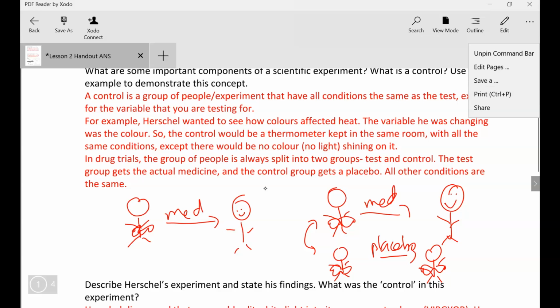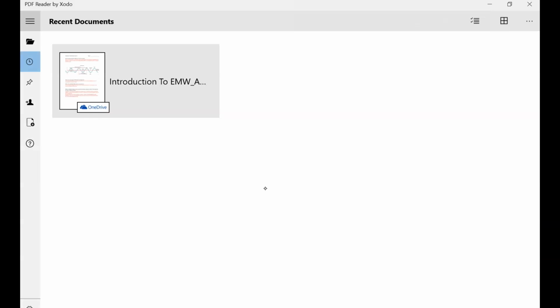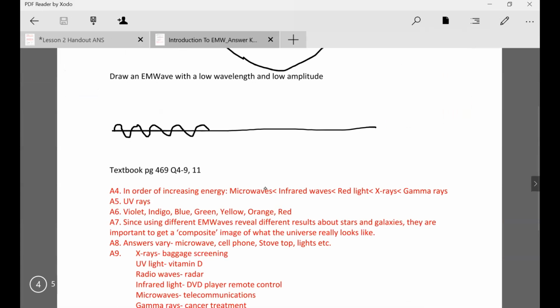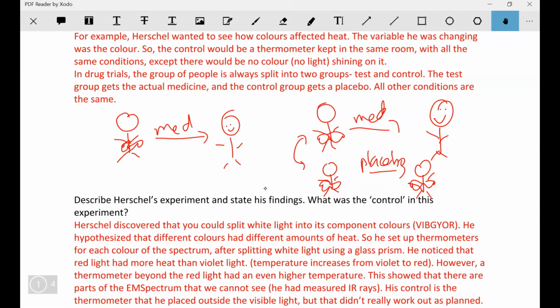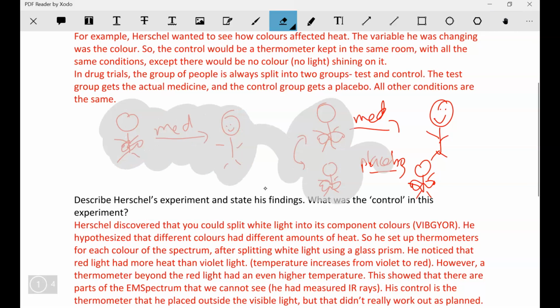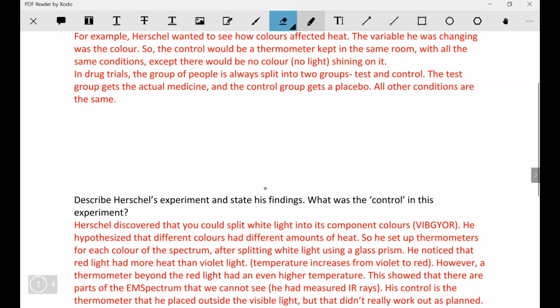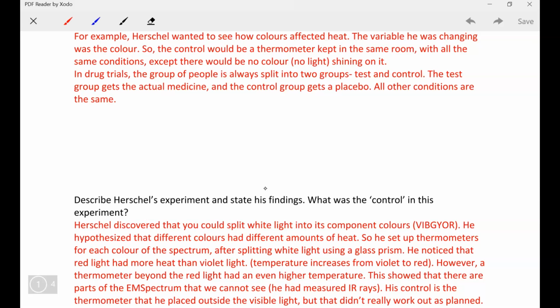So in Herschel's experiment, the control would have been a thermometer that is placed in the room that did not come into contact with any kind of light, right? Because his variable, he wanted to test how colors of light affected temperature. So he wanted to see what the effect of colors on temperature was.